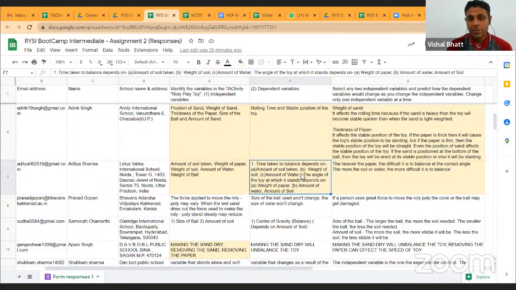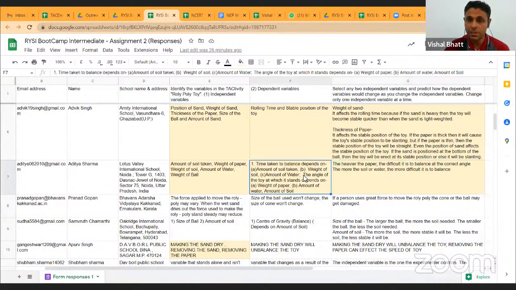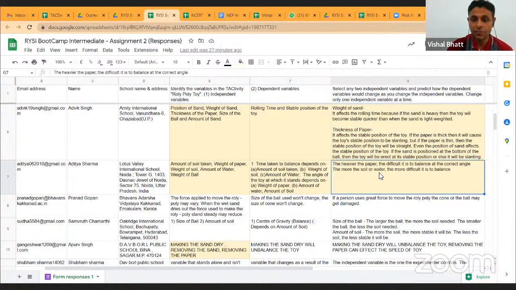Time taken to balance depends on the amount of soil taken, weight of soil, amount of water. Let me see who has made the submission. This is Aditya. What Aditya has done is he has also written down some independent variables here, but very clearly what he's saying is the time taken to balance is one thing that he's going to observe. The second thing he is going to observe is the angle at which it is displaced. So you disturb its stability and make it roll. That initial angle at which you disturb its position is the extent to which it would go. So that's another thing that you would observe.